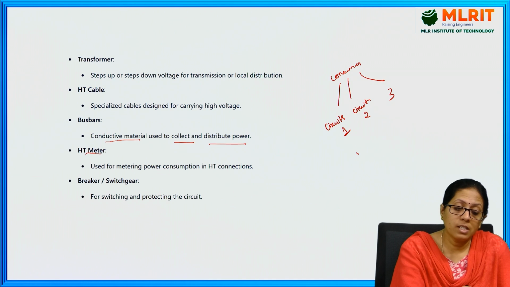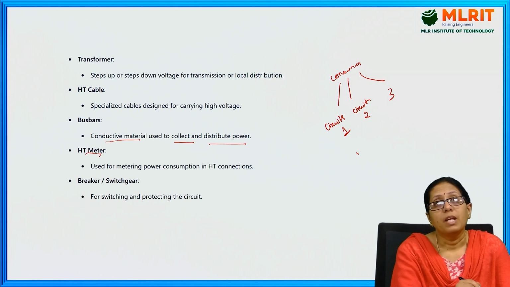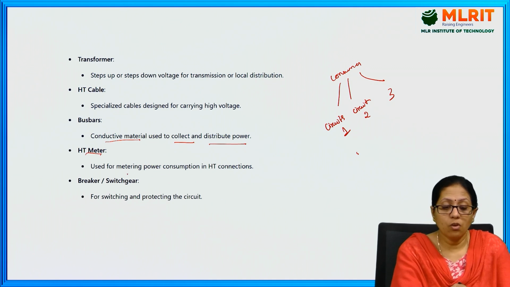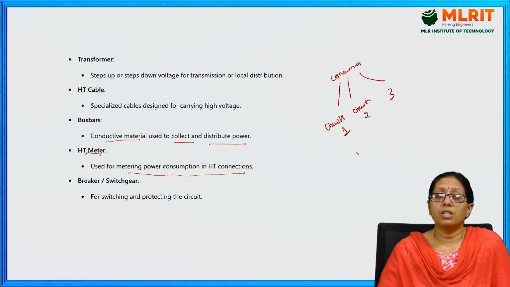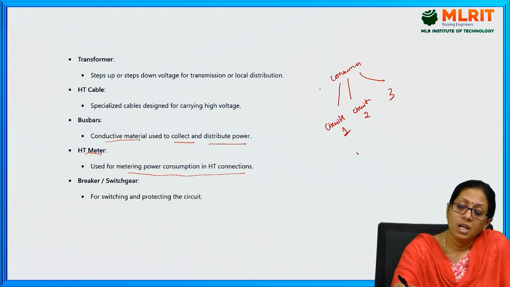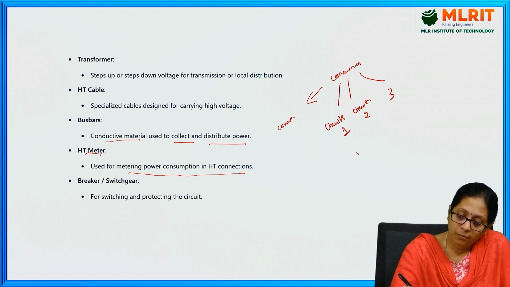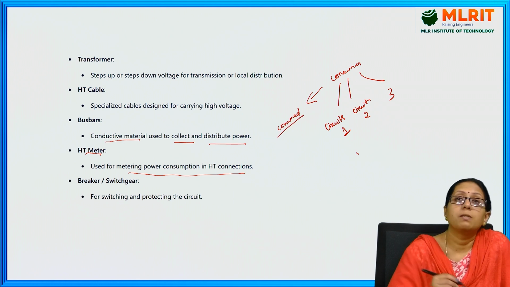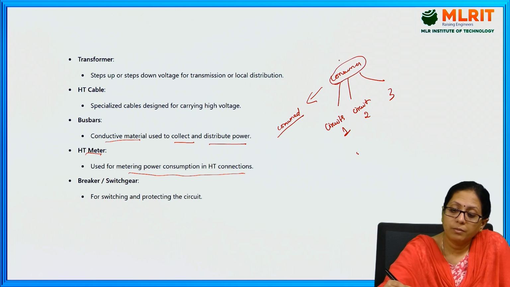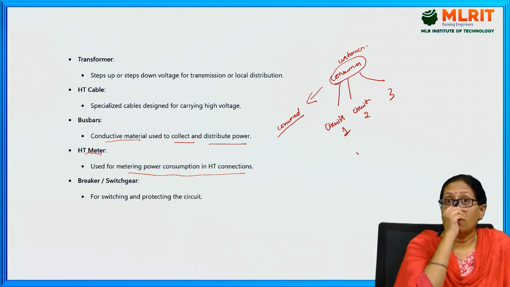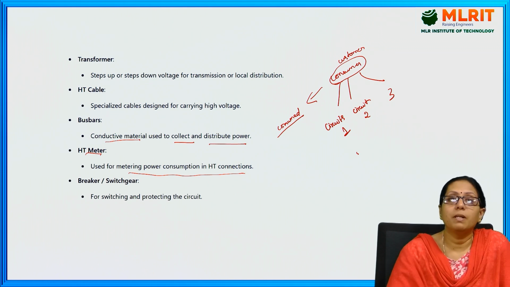The next one is the HT meter. The HT meter is used for metering the power consumption of HT connections. That means how much power is being consumed by this particular customer is measured by the metering system.